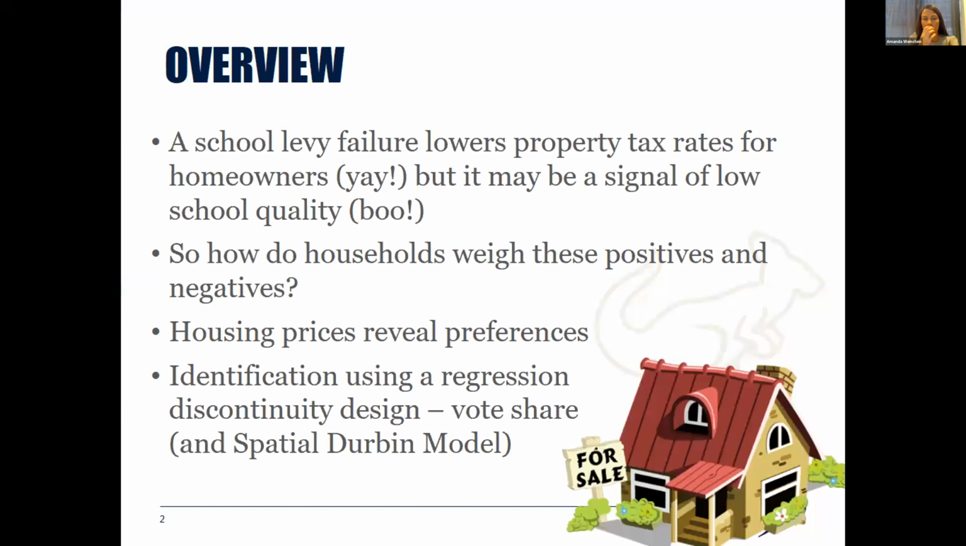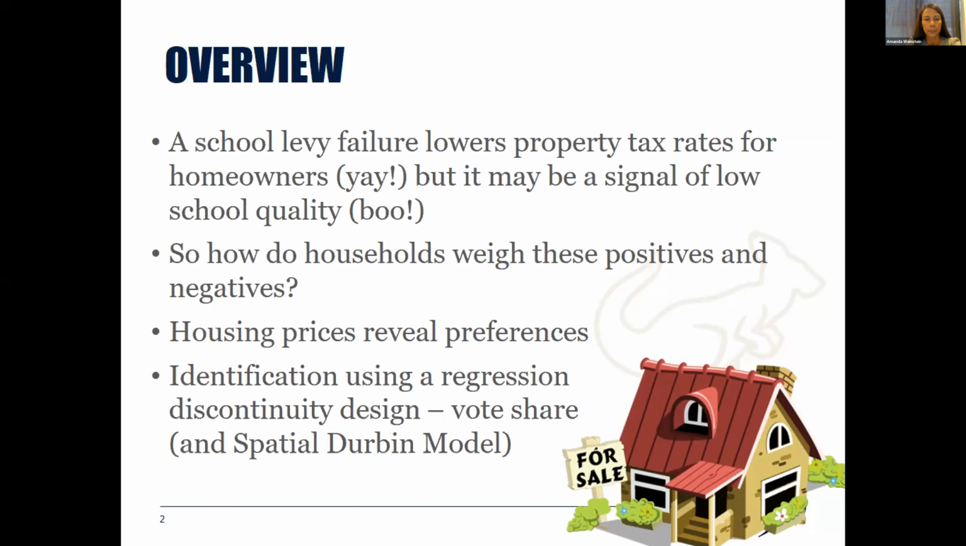So quick overview. What Beau was looking at, as he just explained here, is school levy failures, which lowers property taxes, which is yay. We like paying lower property taxes, but it's also a signal of low school quality. Boo, we don't really like that, especially for housing prices. So Beau does a nice job here of weighing these two things out. You have this yay, lower property taxes, boo, potentially the signal of lower school quality.